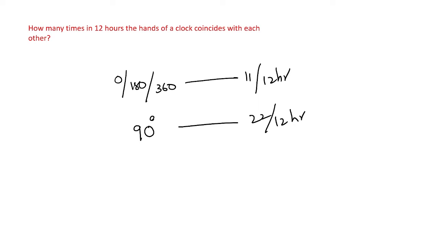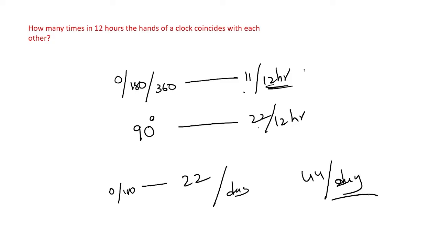Be careful while answering these kinds of questions. Check whether they are asking for 12 hours or whether they are asking for a day. If it is only for 12 hours, you can say 11 times and 22 times. But if they are asking for a day, 0 and 180 is going to be 22 times, but 90 is going to be 44 times in a day. Okay, that's a direct question. There is nothing confusing here. Simply 0 is going to be 11 times in 12 hours, 90 is going to be 22 times in 12 hours. That's it. Okay, let's move on to the next model.